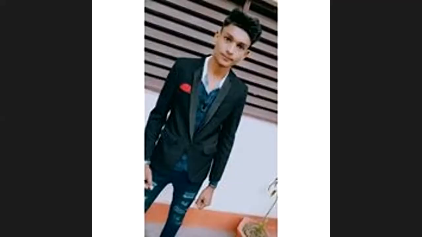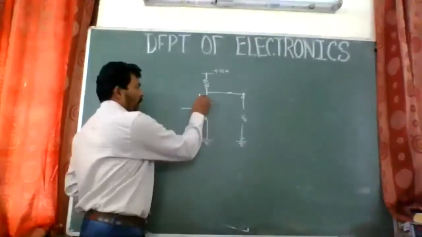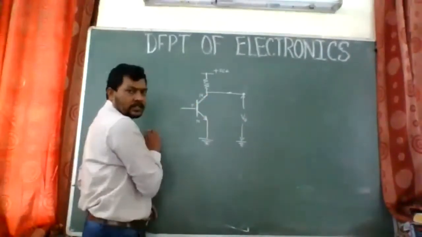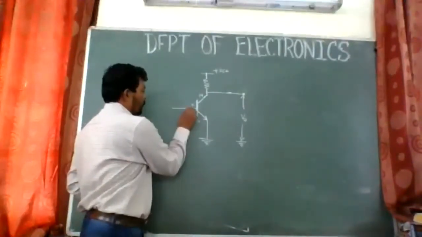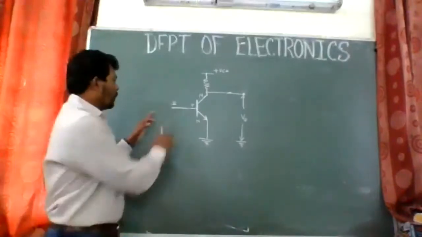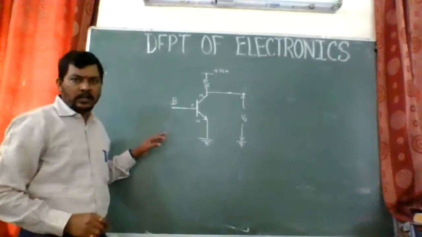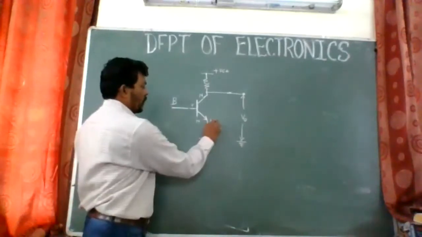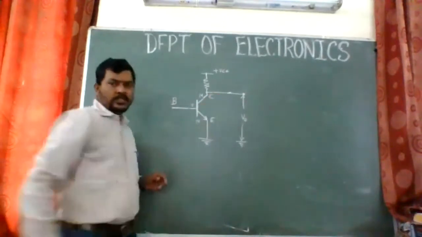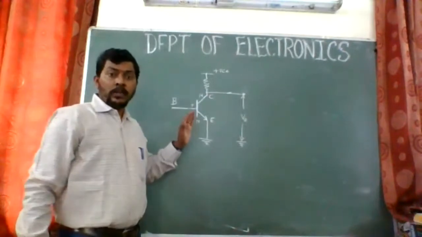Now this transistor actually is an NPN type of transistor. So this is an NPN transistor. This is the base of this transistor. This is the base of the transistor, and this is the emitter of the transistor, and this is the collector of the transistor, right? So I have drawn the symbol of our transistor.